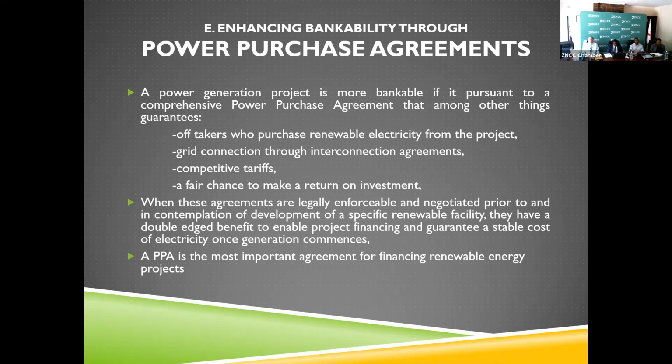And usually it has to have a comprehensive power purchase agreement, which shows that it has off-takers who can purchase the electricity, and there's a grid connection that can deliver the electricity to the end user, and there have to be competitive tariffs both to the user and to the financing party to make sure that it can finance the project. And obviously, you want to make sure there is a fair chance to make a return on the investment, both for the developer and the financing party. And these agreements have to be enforceable and negotiated before anything starts. So I would say the power purchase agreement is the most important agreement when you are to finance a renewable energy project.